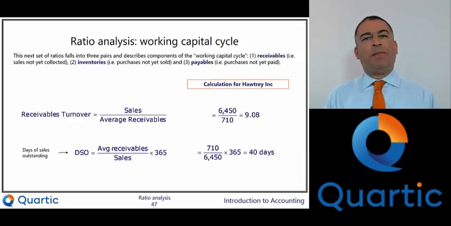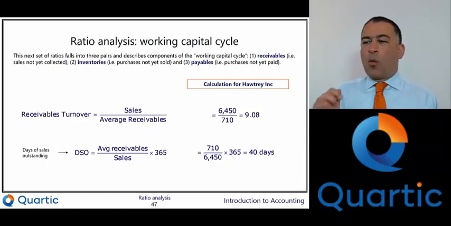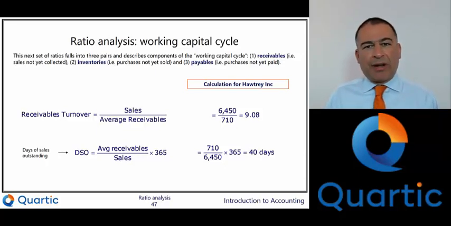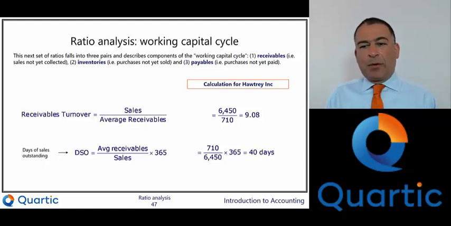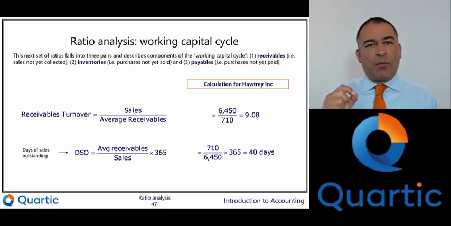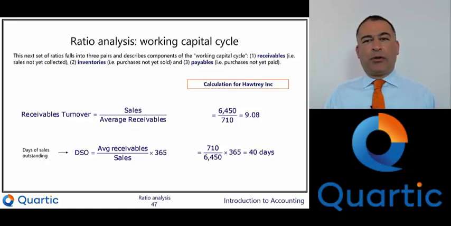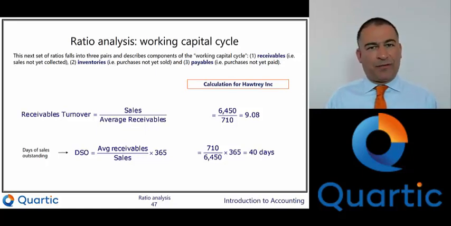Next, we move on to working capital. Now, what's the working capital? Working capital is essentially your current assets and current liabilities. In particular, we're going to talk about receivables, payables, and inventories. Now, receivables are your sales, your customers that haven't yet paid you. Your inventories are goods that you have purchased and not yet sold. And your payables are purchases that you've made but you haven't yet paid for. So let's have a look at these three.